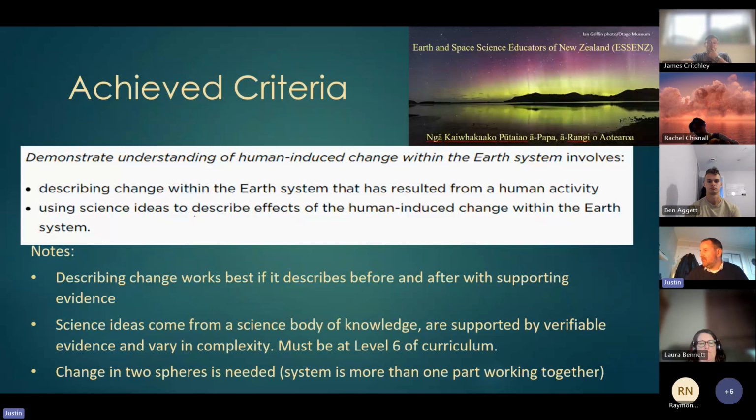Science ideas, as we said, can come from any body of knowledge, and they vary in complexity. We're really aiming for them to get ideas from kind of level 6, if at all possible. Yeah, and like aiming for that level 6 and really not pushing it beyond that, because some of the ideas can go further than that. And the general consensus is that change in 2 spheres is needed for students to be able to achieve the standard, which in the standard is kind of written as the change in the Earth system, and a system that has to be really 2 parts working together.